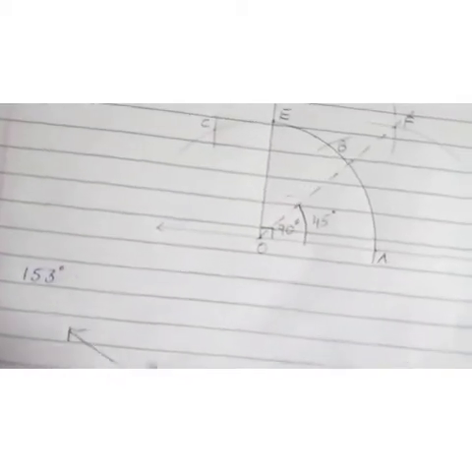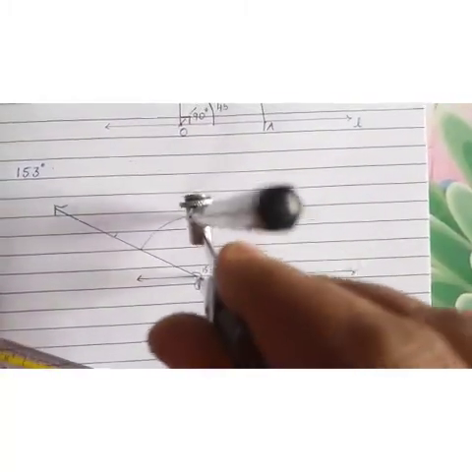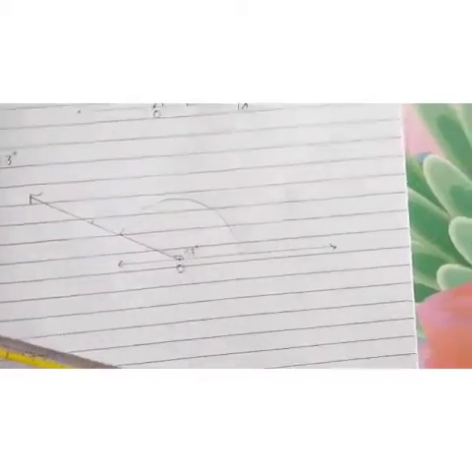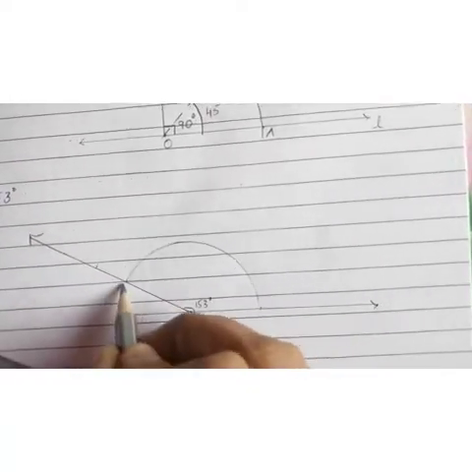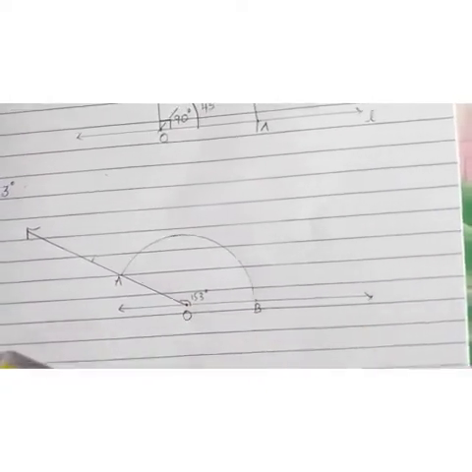So children, I have taken this as my radius. Now I will draw an arc. Now mark these points as A and B. I will mark it as A, I will mark it as B.